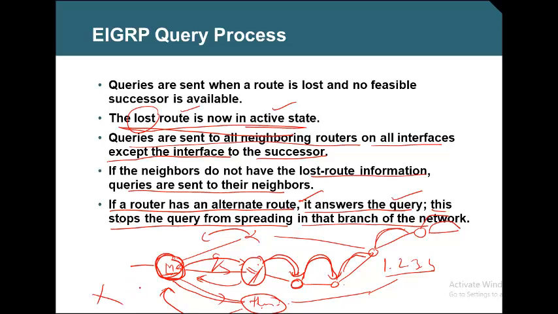Now, how can we solve the problem? Okay, how does EIGRP solve the problem? By itself, EIGRP solves it like this. EIGRP will wait for 3 minutes. 3 minutes it is waiting for you to respond. Will you respond? No way. You have no connection to 1, 2, 3.